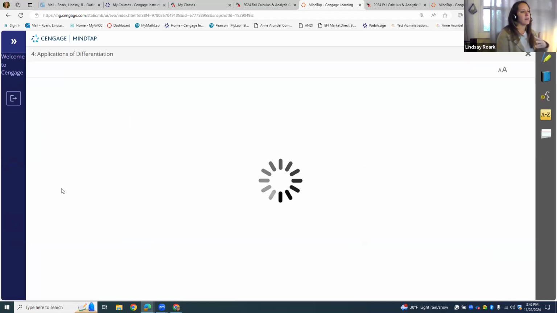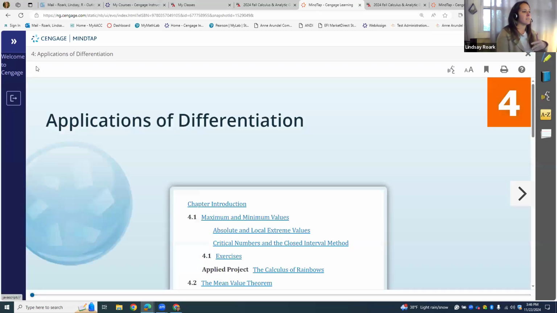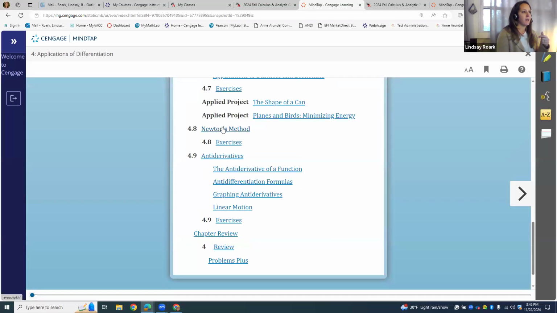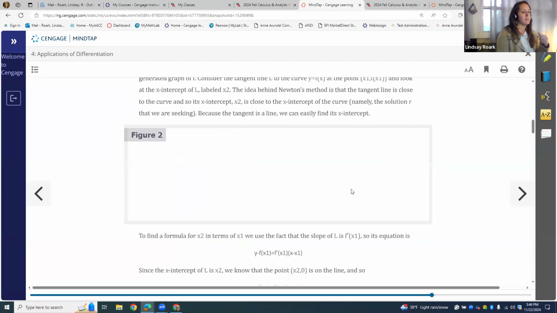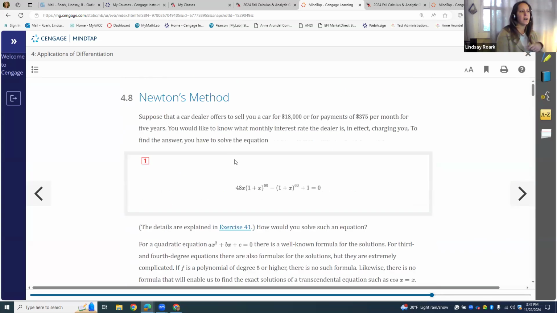So I'm going to go ahead and navigate to chapter 4, and then go to section 4.8, which is all about Newton's method. Just to take a look, and then again, I'm going to show you how we can use our graphing calculator to make things a little bit easier.